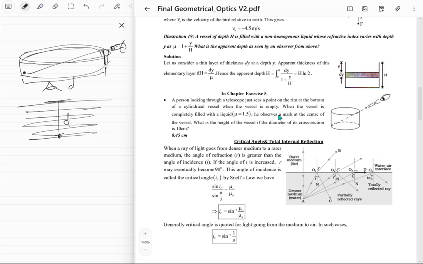Now he sees it at the center of the vessel. That means it's got to be over here, at d upon 2. So the shift produced is just d upon 2. And then you know how to figure out the shift. It's going to be the thickness, which in this case is d, times 1 minus 1 upon mu. So mu for water is right.